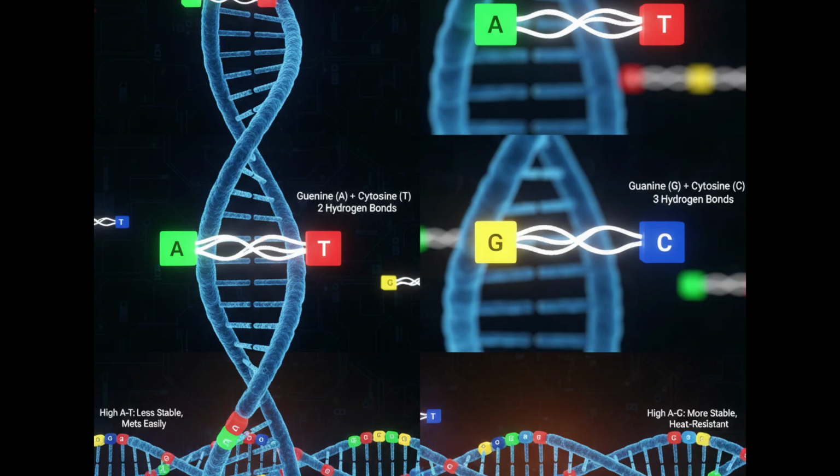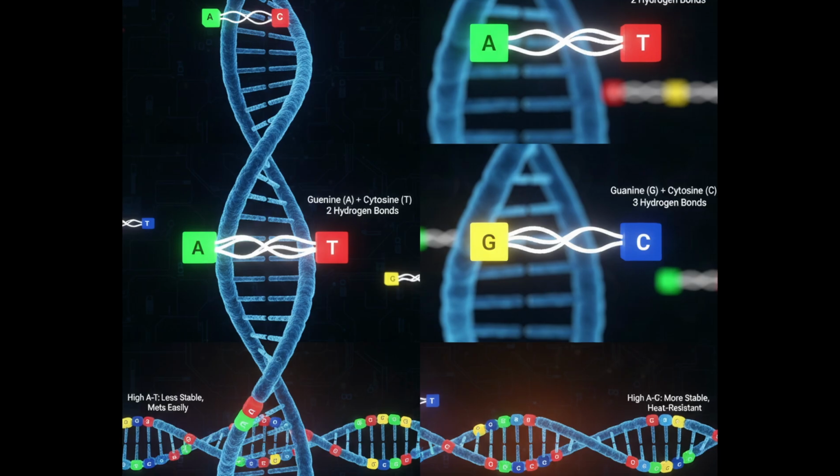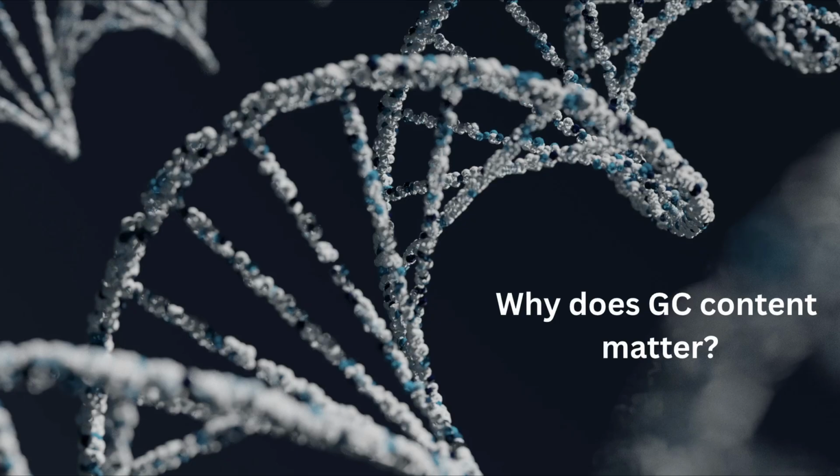GC content is biologically important because GC rich regions tend to be more structurally stable and often correlate with functional regions in genomes. In this problem, we are given a single DNA sequence. Our task is straightforward. Count how many G and C bases are present in the sequence, divide that number by the total length of the sequence, and multiply by 100 to calculate the GC percentage. So, this problem tests our basic string processing skills.